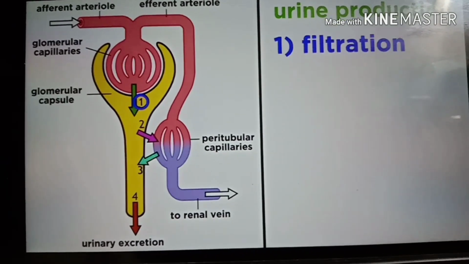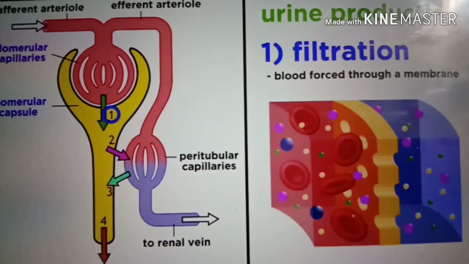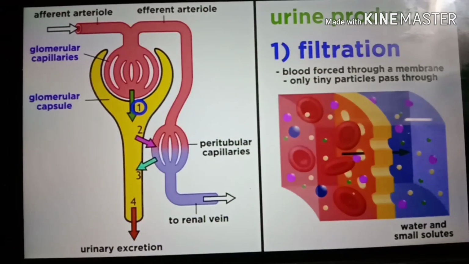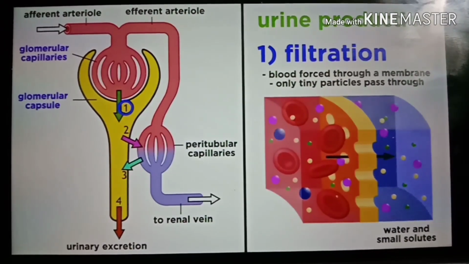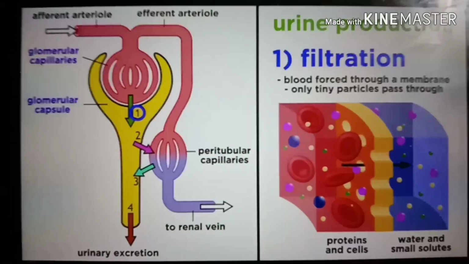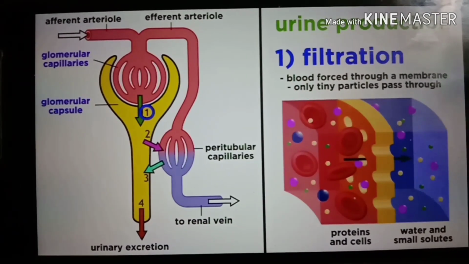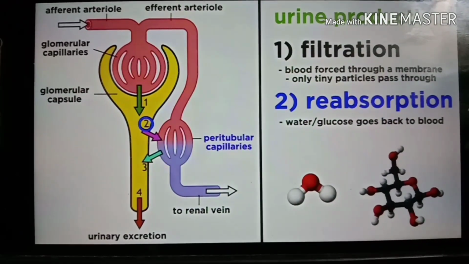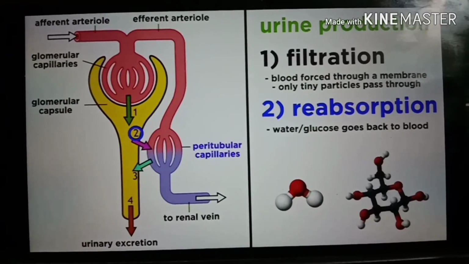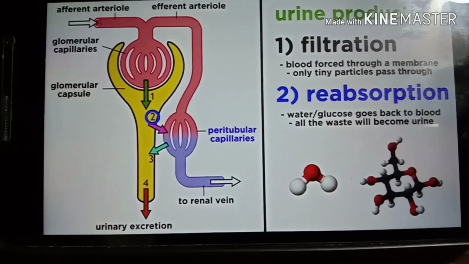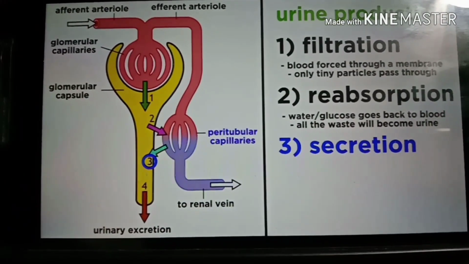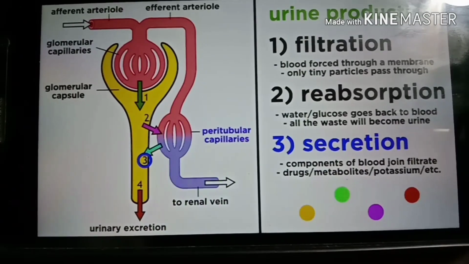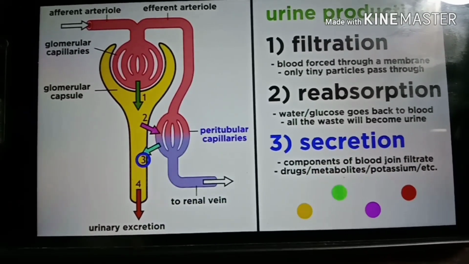A three-step process. It begins with filtration, which takes place in the renal corpuscle, where blood is forced through a filtration membrane into a glomerular capsule. The membrane allows water and solutes to pass, but not protein or anything larger, especially cells. Step two is reabsorption. The filtrate goes back into the blood, like glucose and most of the water. Whatever doesn't get back in will become urine. The third step is secretion. This is the opposite of reabsorption. Substances from the blood join the filtrate, like drugs, metabolites, potassium, and so on.